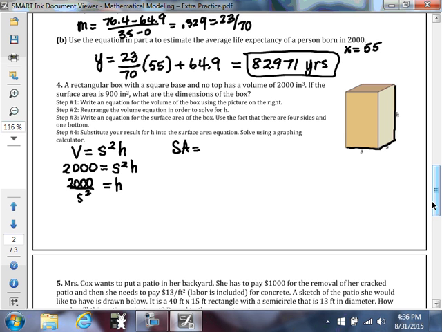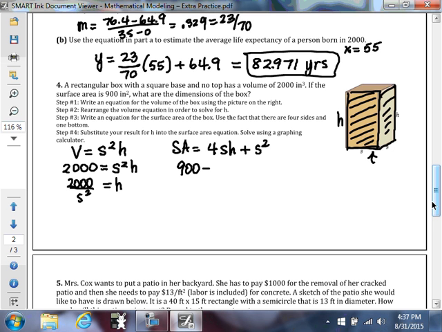So when I talk about the surface area, what I'm saying is, what is the area of the front piece? Well, the front piece is s by h. And there's 4 of those. So I have the front, the right, the back, and the left, right? So I have 4 of the s times h's. And I have one square on the bottom, which is s squared. I do not have the top because it had no top. It's open. And I know my surface area should be 900. So I have 900 equals 4sh plus s squared.